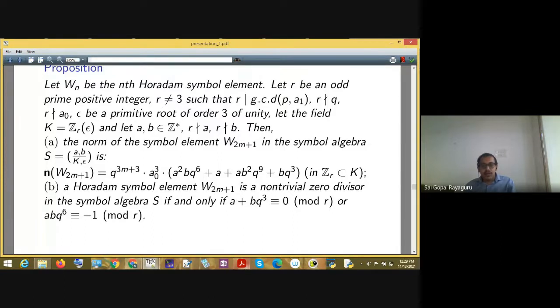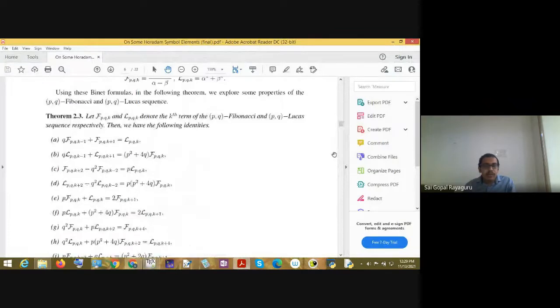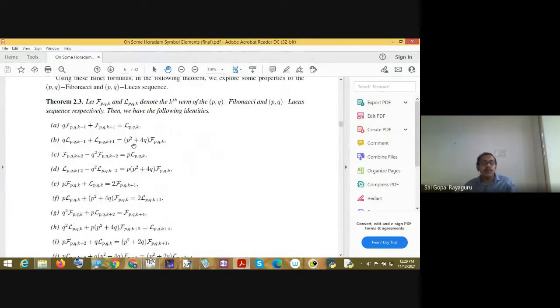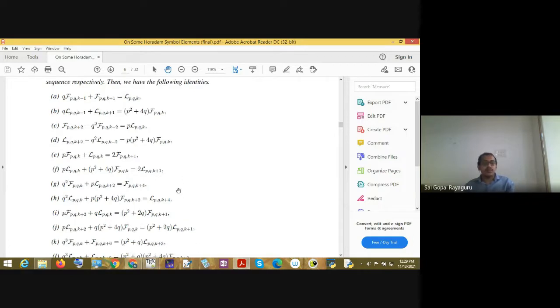But let me share my screen, the PDF of that paper. Here we can see all the properties of PQ Fibonacci and PQ Lucas numbers, that is, with initial terms 0, 1 and 2, 1, the same recurrence with P and Q. Just have a look at these identities, and I will scroll down to show the identities corresponding to Horadam symbol elements. So just have a look.